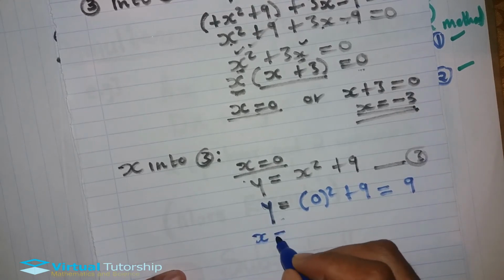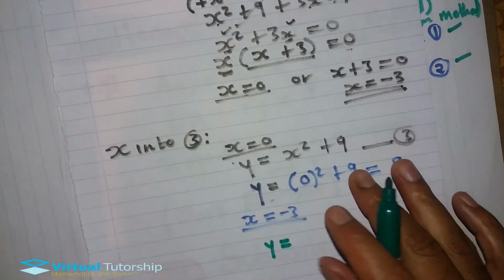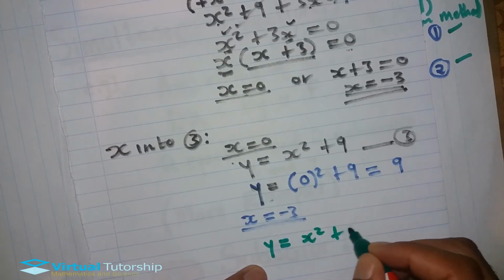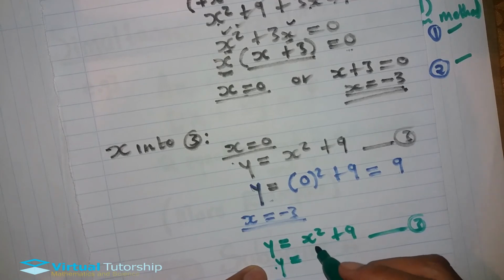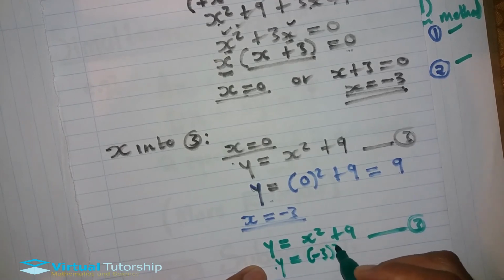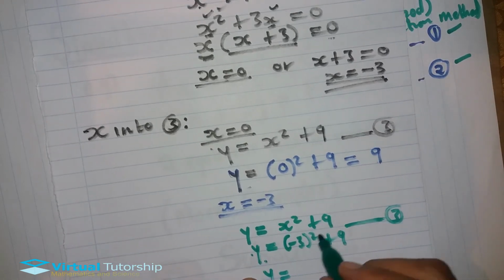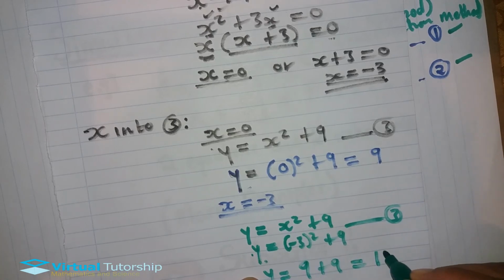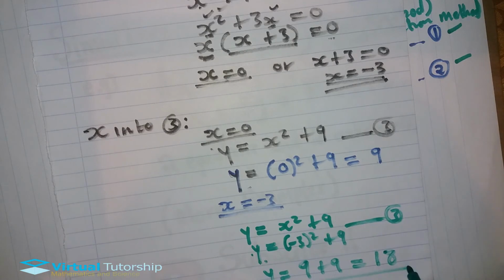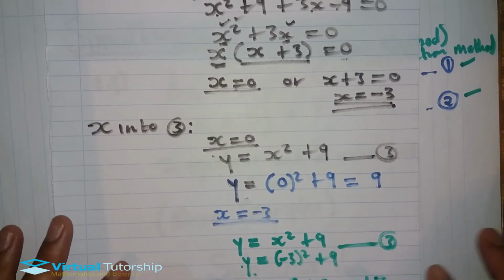So when x is minus 3, what will y be? x squared plus 9. I'm still substituting into the third equation. y is equal to negative 3 squared plus 9. y is equal to 9 plus 9, which is 18. There we go.